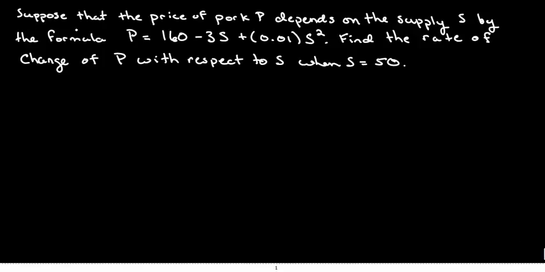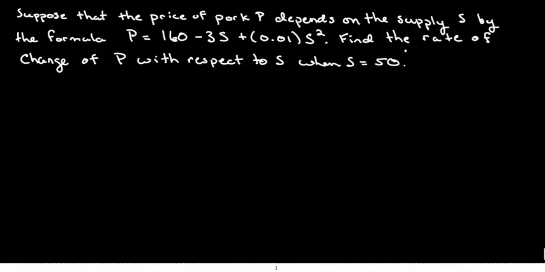Example number 5 says suppose that the price of pork P depends on the supply S by the formula P = 160 - 3S + 0.01S². It says find the rate of change of P with respect to S when S is equal to 50.